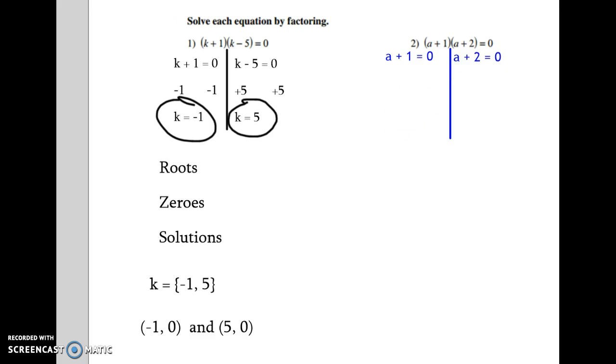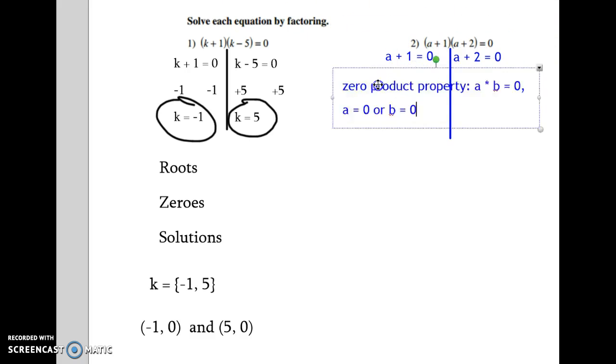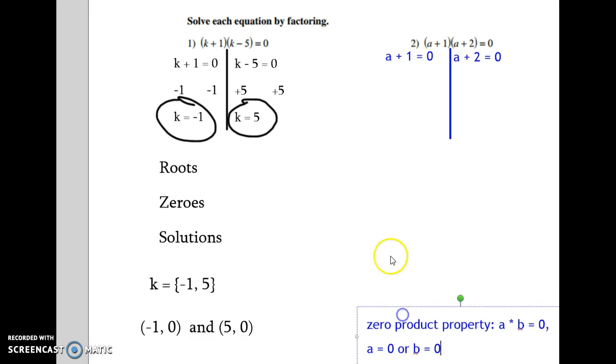Again, we're using that zero product property that we just talked about. When you're taking some term and multiplying it by some other term and it's equal to 0, we're saying that either a equals 0 or b equals 0. Okay, great. So we have a plus 1 is equal to 0.